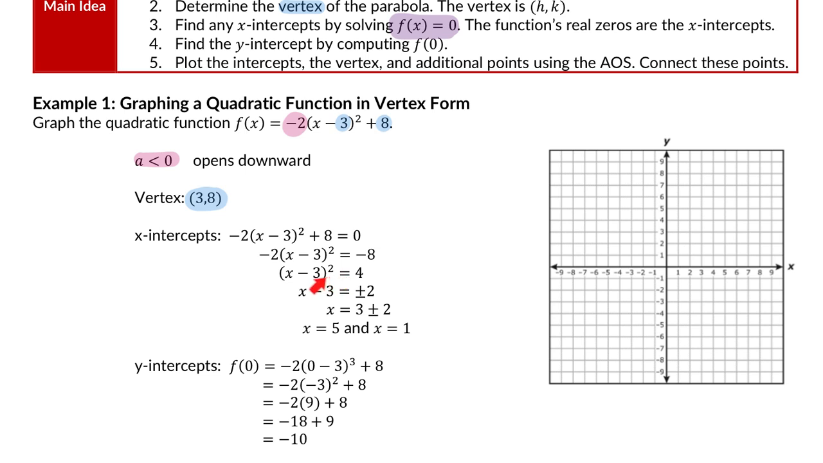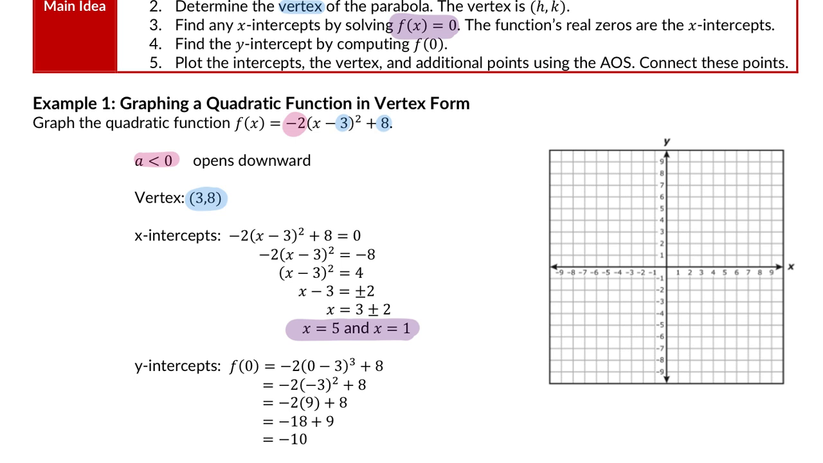Something with the -2. I divided it by -2. And then what? Square root both sides. When you square root, don't forget you include plus or minus. Then what did I do? Plus 3 on both sides, which means I do 3 plus 2 and 3 minus 2. So my x-intercepts end up being x equal to 5 and x equal to 1.